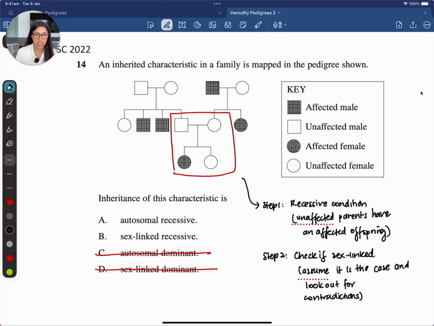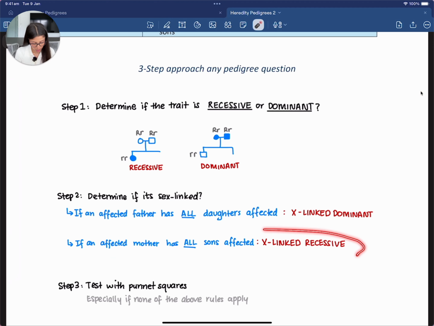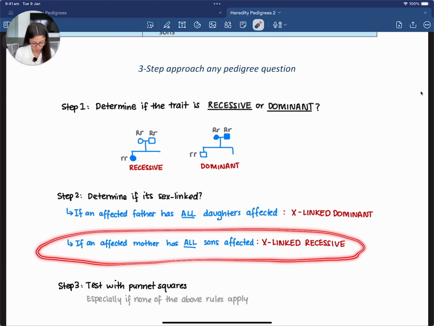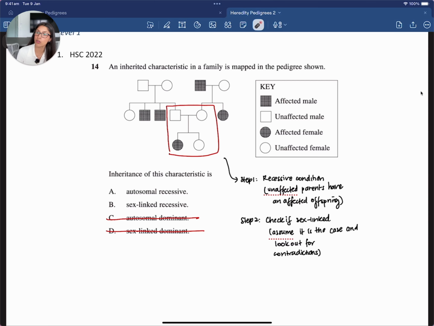So we've already done step 1 here. It's a recessive condition. Step 2 will be to check if it's sex-linked. So to determine if it's sex-linked recessive, we'll have to see a pattern like this. So an affected mother would have all sons being affected. So let's look out for this scenario.